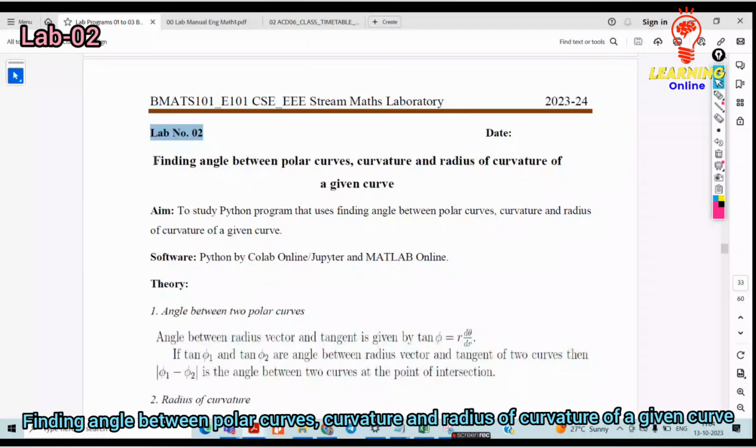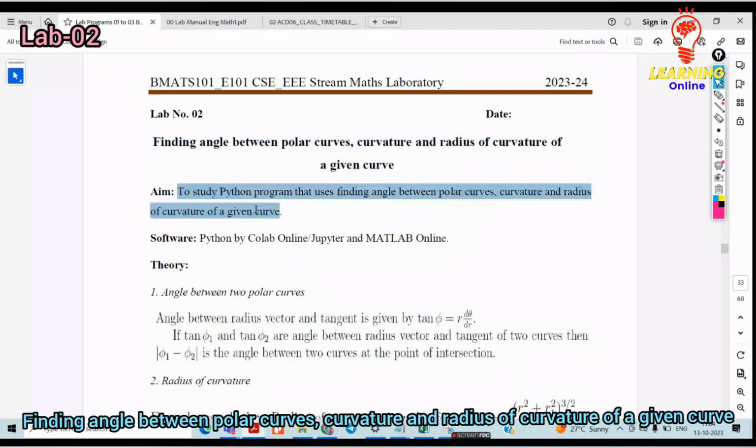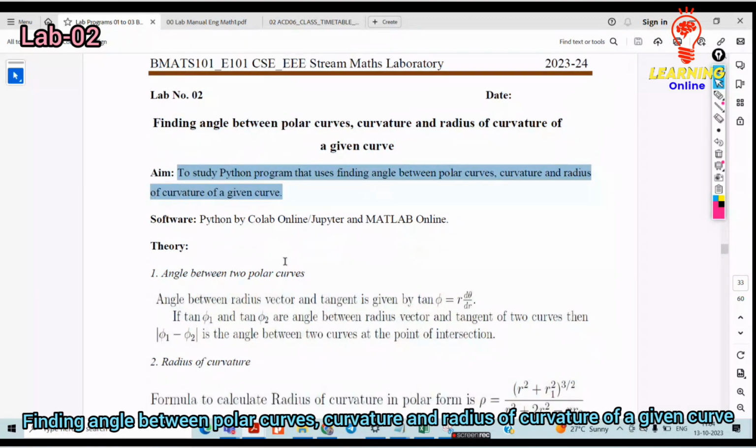This is regarding finding the angle between polar curves, the curvature of the particular plot, and the radius of curvature for the given curve. The aim is to study the Python program that finds the angle between polar curves, the curvature, and the radius of curvature of the given curve. This is our aim.